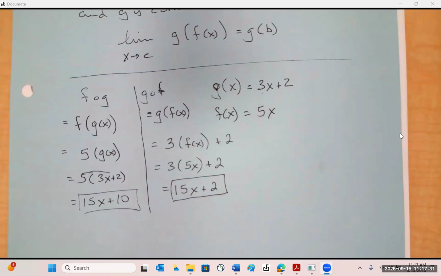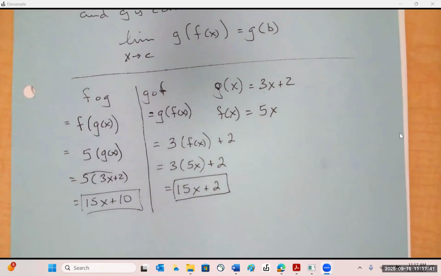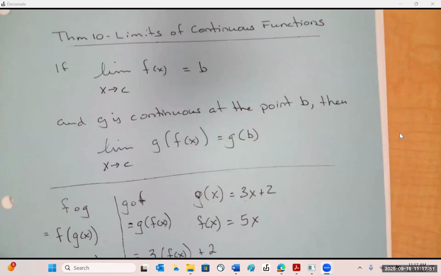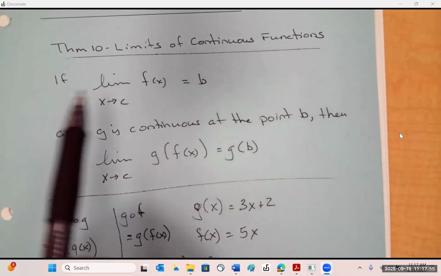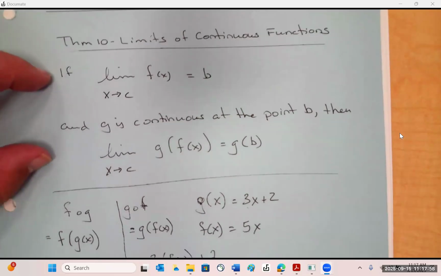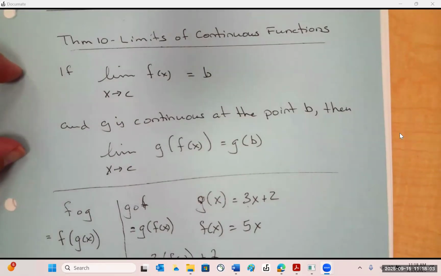Now, how does this relate to calculus? If both f of x and g of x are continuous functions, meaning they have no holes, no asymptotes, no oscillating functions, then we can take the limits of those functions. Theorem 10 says this, and I'm glad we're using this one because it's going to help us do the examples. If we can interpret what this theorem says, then the assignment problems will be no problem.